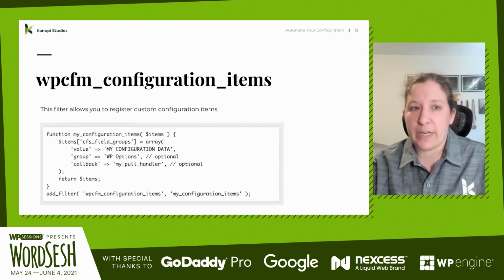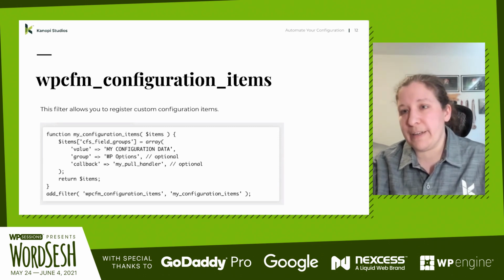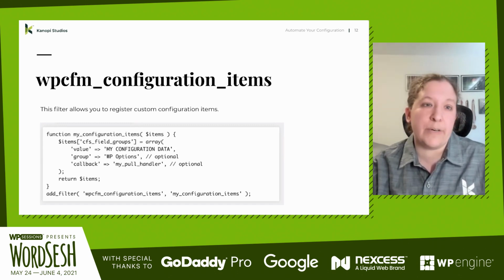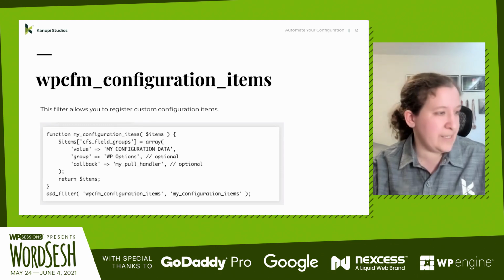So the main one is called WPCFM_configuration_items. This one allows you to go beyond the user interface, and you can see how to configure additional items. On the screen right now is just a little bit of a code snippet as to how to do it.